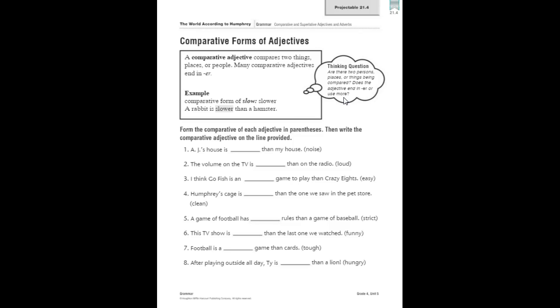So what we're going to do here is just go over these examples, and then you're going to have a page very similar to this in your reader's notebook to practice it further. So form the comparative of each adjective in parentheses, and then write the comparative adjective on the line provided. Well, this is a projectable and we can't do that, but we're going to discuss it. AJ's house is what than my house. All right. Are we comparing two things?